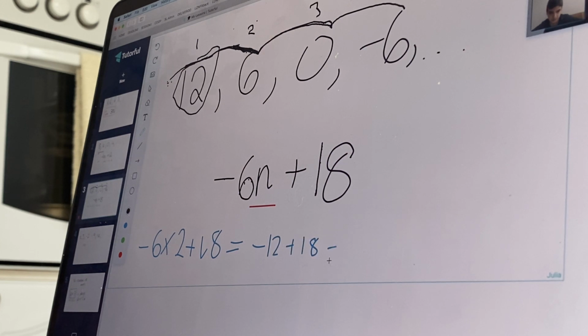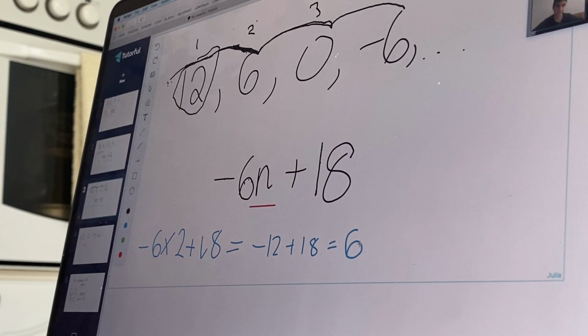Make sure it's negative 6. 10, 1, 2, and then 1, 0, 1. 6. Yeah, perfect. So our answer is 6.